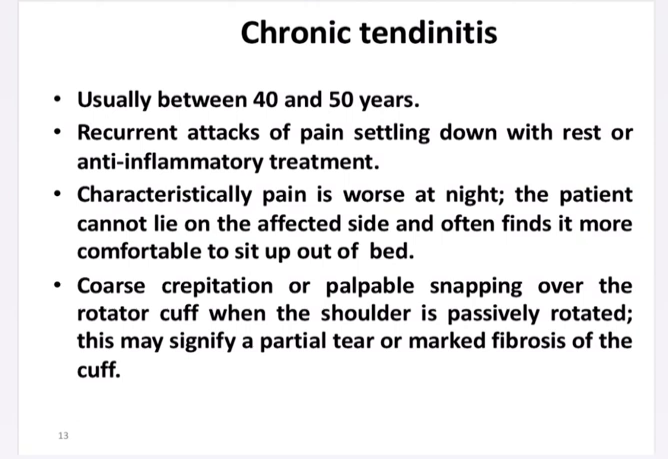In chronic tendinitis, usually the patient is between 40 and 50 years old. There will be recurrent attacks of pain which settle down with rest and anti-inflammatory treatment. The pain is characteristically worse at night, and the patient cannot lie on the affected side and often finds it more comfortable to sit up out of bed. There will be coarse crepitation or palpable snapping over the rotator cuff when the shoulder is passively rotated. These are the clinical features of chronic tendinitis.